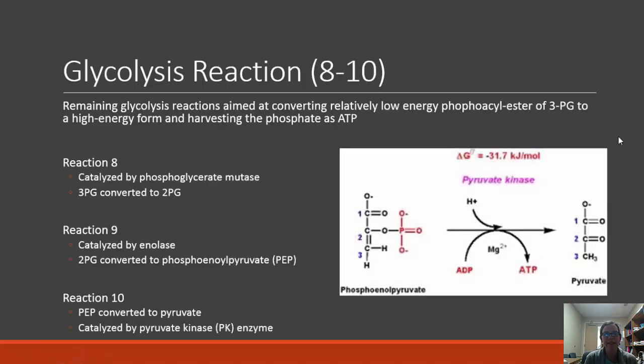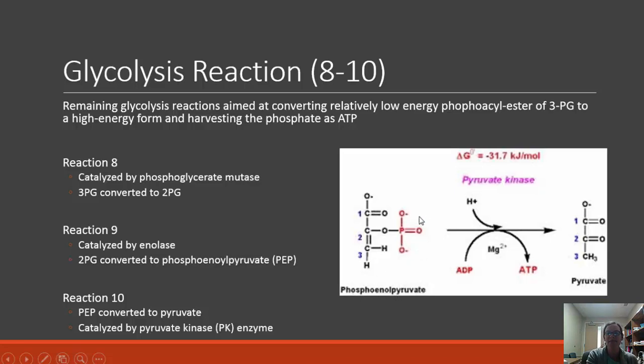Okay, and then in our remaining steps of glycolysis, we're really trying to convert our low energy substrate into a high energy form. So in our reaction 8, we're just moving where the phosphate is in the group. In reaction 9, again, it's not one of our most important steps, but we're producing PEP. And then in reaction 10, we're converting PEP to pyruvate. And here's our PEP here, phosphoenol pyruvate.